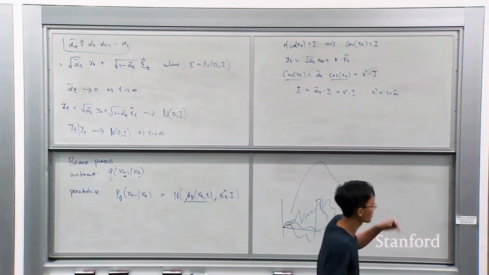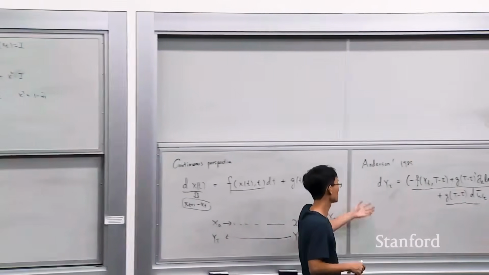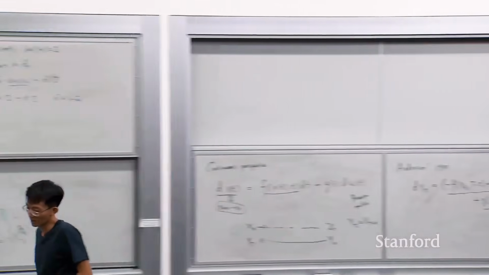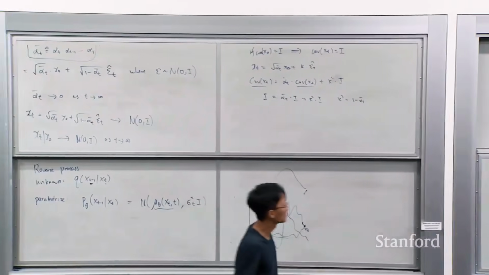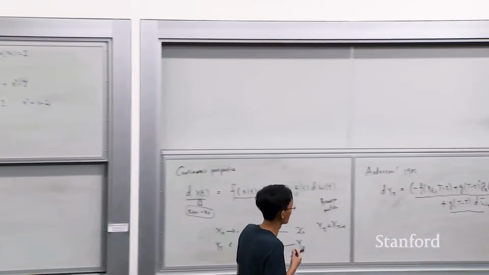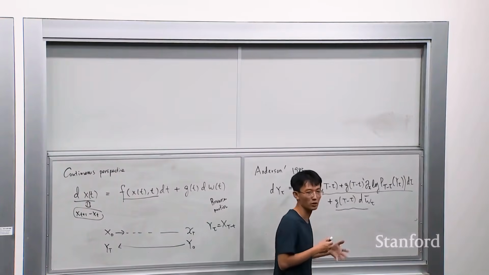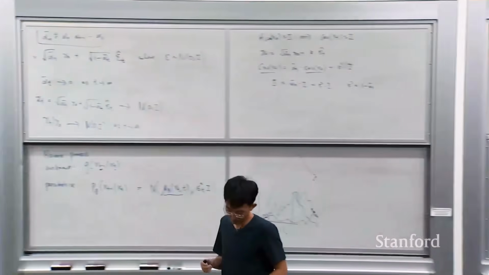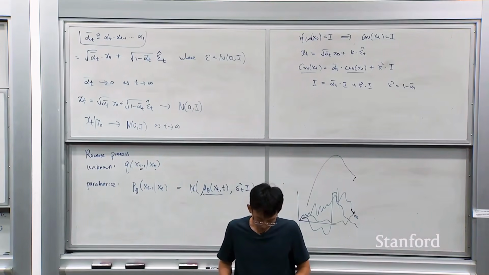I think I'll skip the derivation for this. In the lecture notes, actually, I did spend some time to try to give an intuitive proof for this. In some sense, the general approach is that you are using Bayes' rule with a lot of Taylor expansion. If you're interested, you can read the lecture notes.